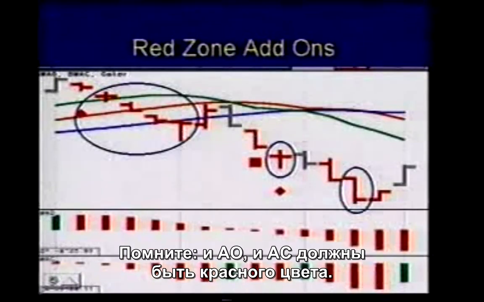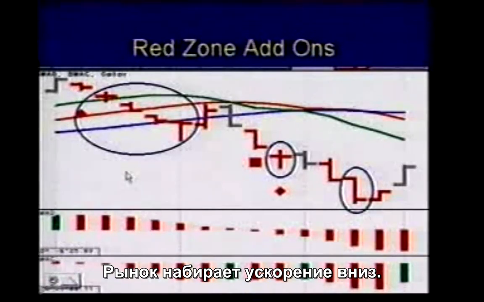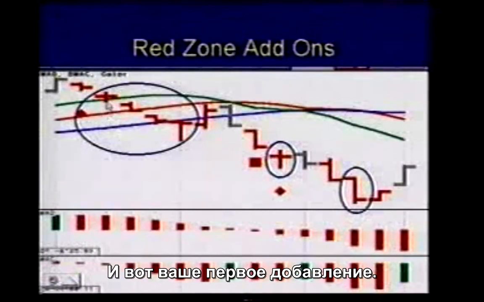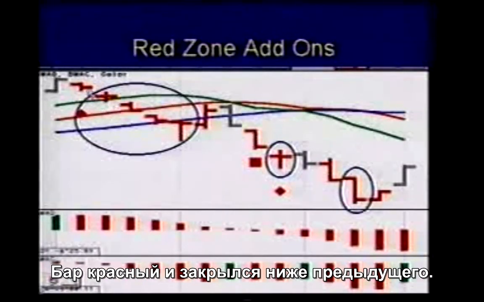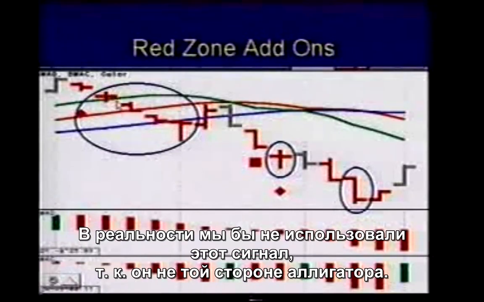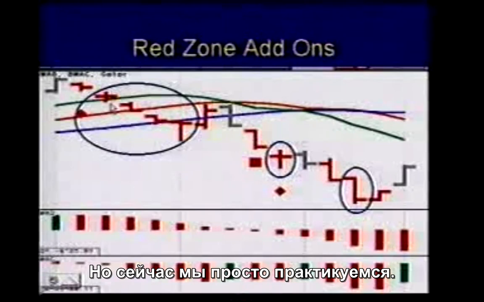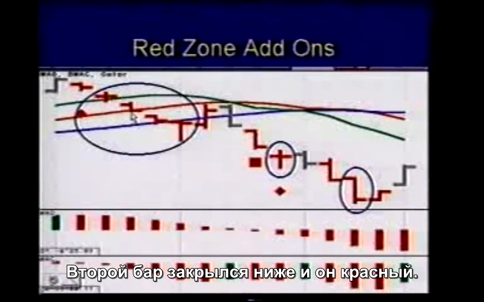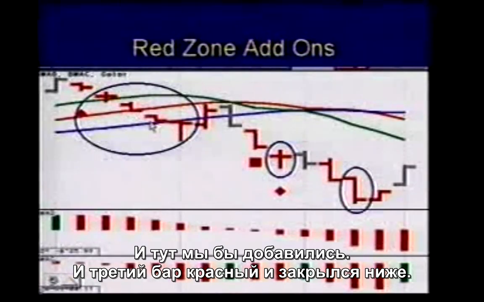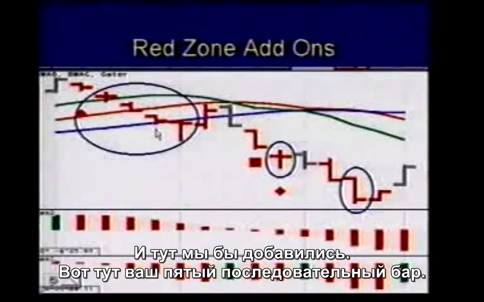So, remember your AO and your AC are both red. The market's accelerating to the downside. And you've got your first add-on. You have a lower close and it's red. Now we wouldn't have actually taken the signal because it's not on the right side of the gator. This is just for practice. Second bar closed lower and is red. That would be an add-on. Third bar here closed red and lower, an add-on.